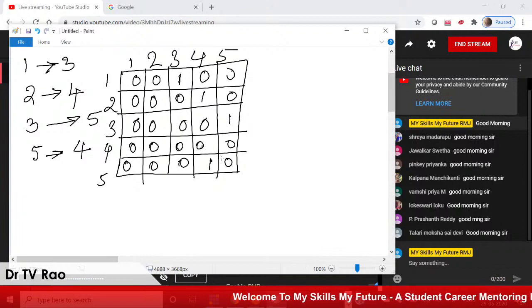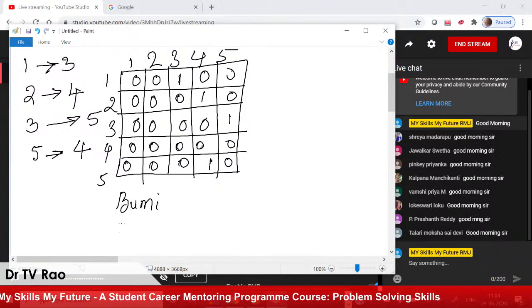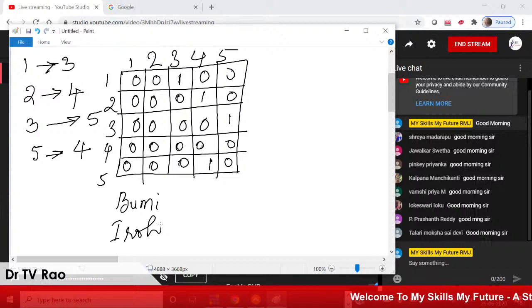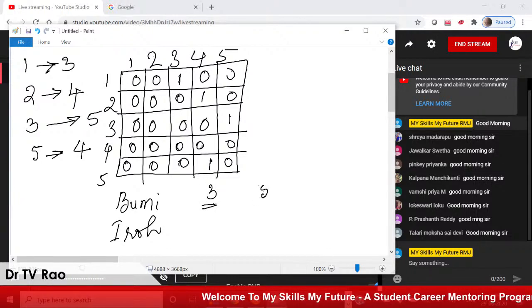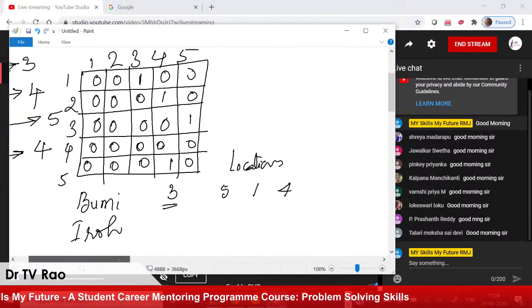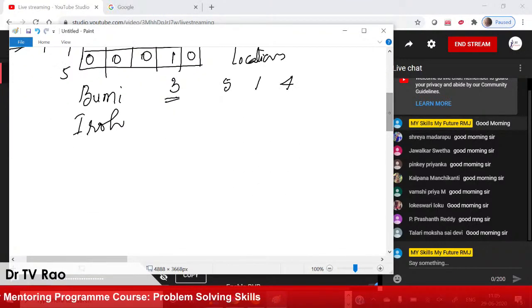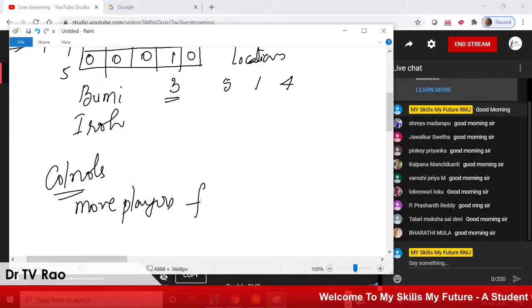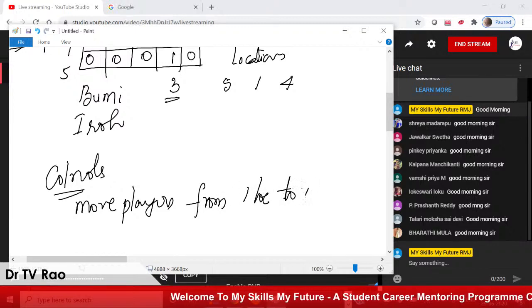Now, there are two army colonels. One is Bhumi and one is Airo. Three soldiers are kept at locations 5, 1 and 4. Now the colonels move players from one location to another location.